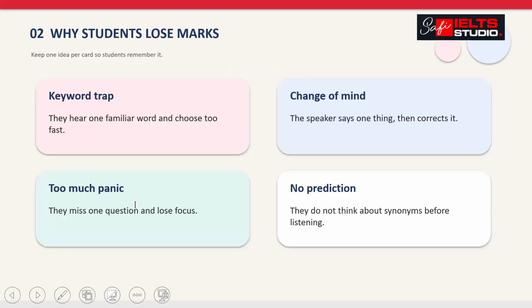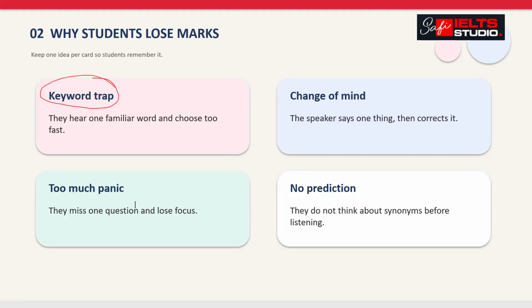Okay, so the question is, why do students lose marks in MCQs? Why don't they perform well in this part of the test? The first reason is the keyword trap. It's a very common trap, and students are easily trapped by the IELTS examiner. Let me explain it a bit in detail.